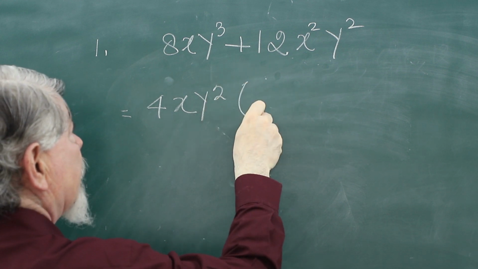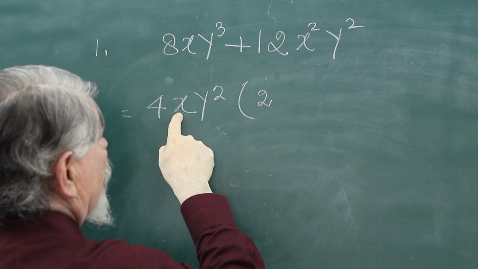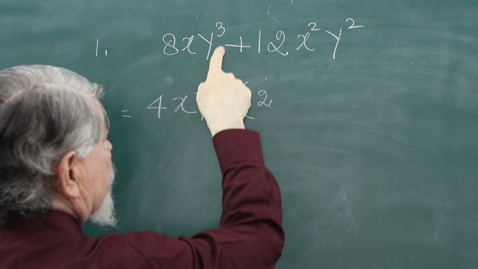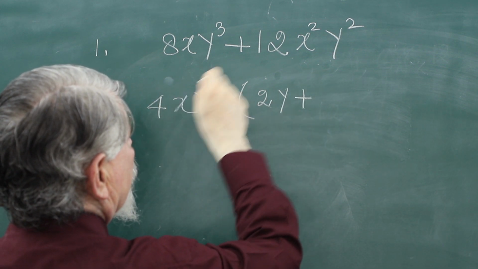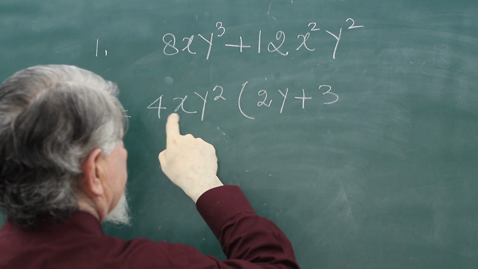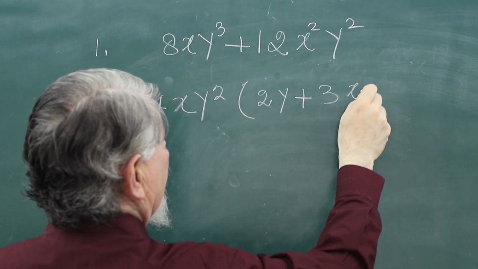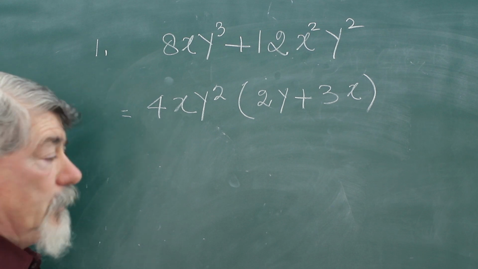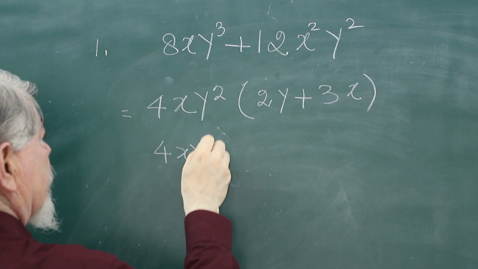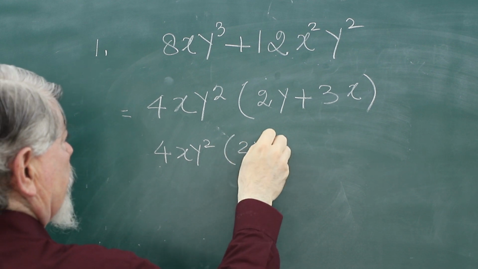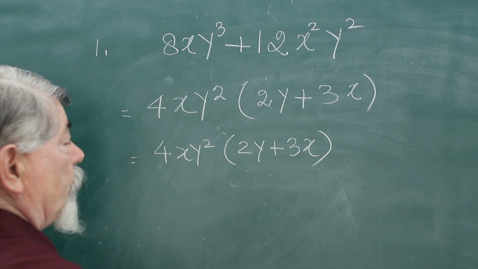So what will be left inside? 4 2s are 8. X has gone out here. Y square has been taken out, so y. Plus 4 3s are 12. X has gone out of x square, so x is left, and that is it. So your answer would be 4xy square into 2y plus 3x. You must leave the answer in the simplest form.